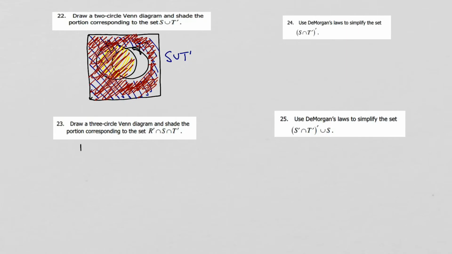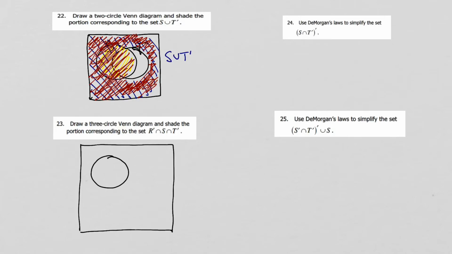Problem 23 asks us to draw a three-circle Venn diagram. So let's start by drawing our universal set. Here's three circles. We're going to have a set R, a set S, and a set T. And what we want to do is shade the region that's R prime, intersect S, intersect T prime. So let's just say this to ourselves and see if we can write it by saying it.